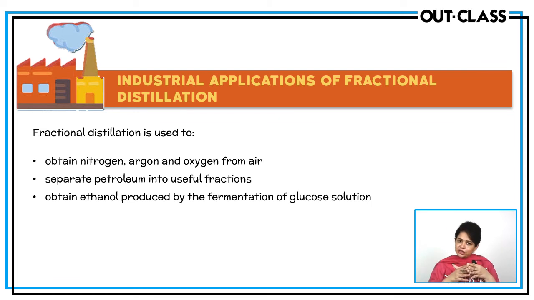Liquefy the air to minus 200 degrees Celsius. Then liquid air is heated in a fractionating column. Each gas boils at its own boiling point. Nitrogen has the lowest boiling point, so it distills over at minus 196. Then at minus 186 we get argon, and oxygen is obtained at minus 183 degrees Celsius. So these are the three main gases which we obtain from the fractional distillation of liquid air.